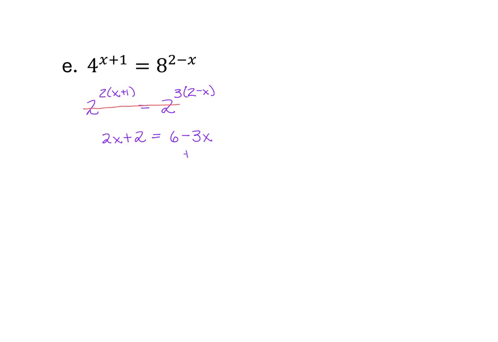So this is just a linear equation again. And so we can go ahead and move our variables to one side. We can move our constants to the other. And what we get is 5x equals 4. And we can divide by the 5. And so we get a nice answer for this. We don't need a calculator for this one. We get x is equal to 4/5.